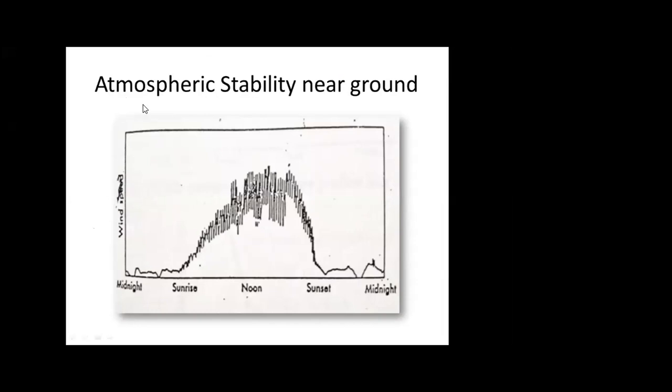Near the ground in the atmosphere, if you look at it, the wind speed from midnight till sunrise is almost laminar.